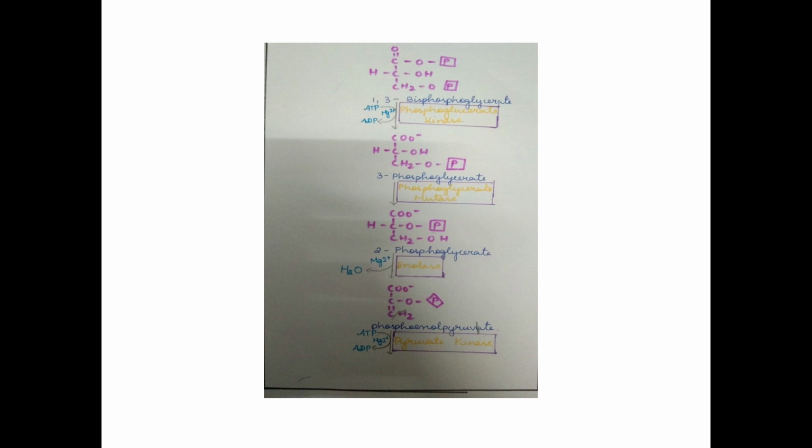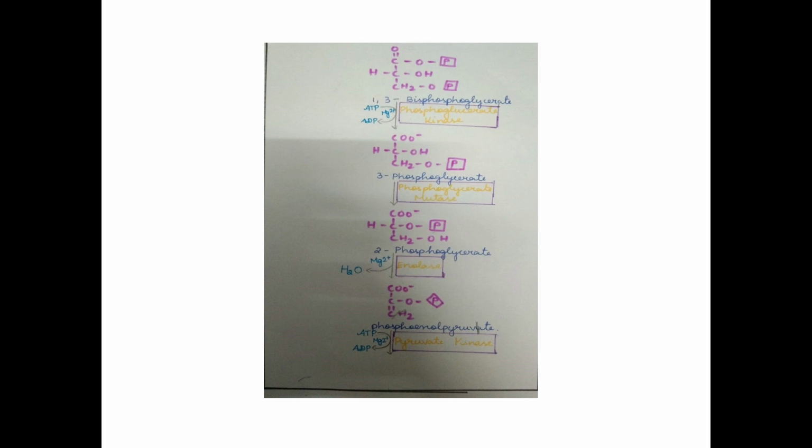The high energy compound phosphoenol pyruvate is generated from 2-phosphoglycerate by the enzyme enolase. This enzyme requires magnesium and it is inhibited by fluoride. For blood glucose estimation in the laboratory, fluoride is added to the blood to prevent glycolysis by the cells so that blood glucose is correctly estimated.